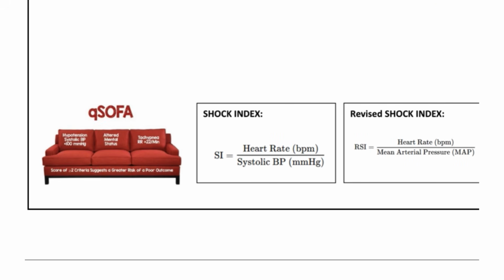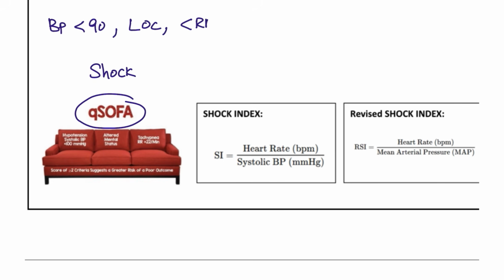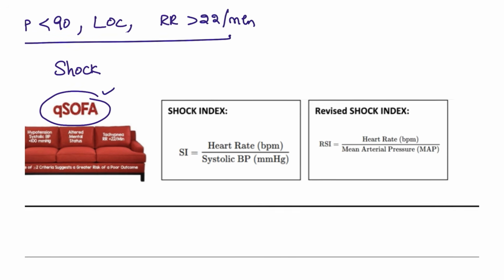Next, qSOFA score. qSOFA score is done for shock patients. What are the criteria that you are going to see? First, BP less than 90, loss of consciousness or altered mental status, and respiratory rate more than 22 per minute. This is the shock score. Quick SOFA score will be seen.